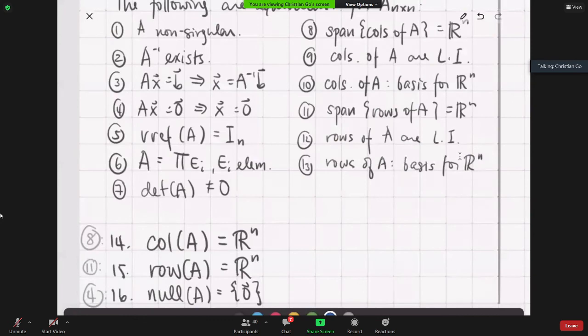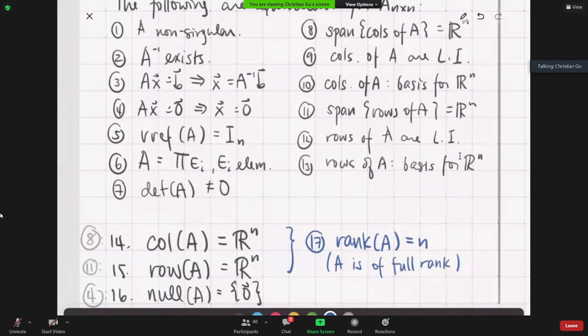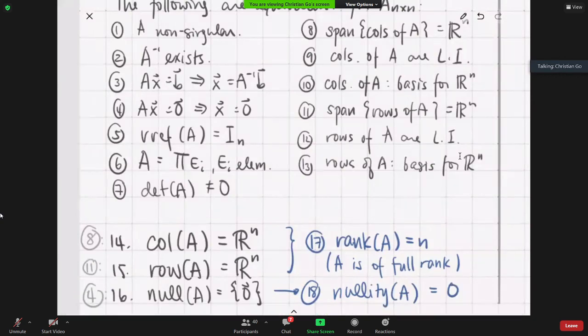From 14 and 15, the dimension of the column space and the row space is n. That is to say, the rank of A is n, or A is full rank. And from 16, what is the nullity of A? It's the dimension of the zero space, 0. 1, 2, 3, 4, 5 new additions. The next addition happens next week, and then the last addition happens the week after.